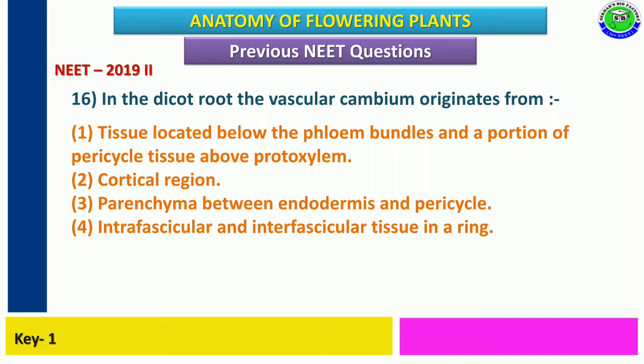In dicot root only, vascular cambium is formed for secondary growth. At this time, the tissues located below the phloem bundle and a portion of pericycle tissue above the protoxylem can form a cambium strip that leads to the formation of cambium ring during secondary growth of dicot root.